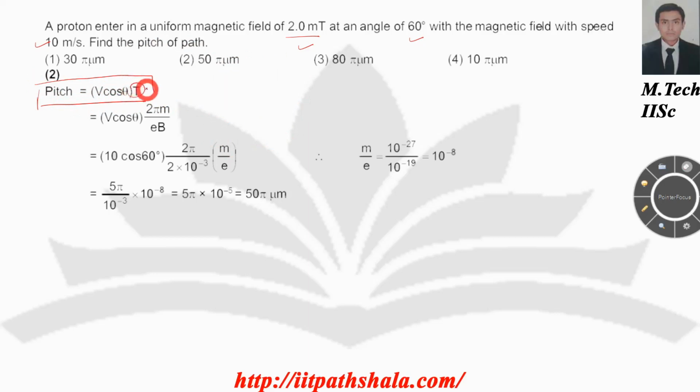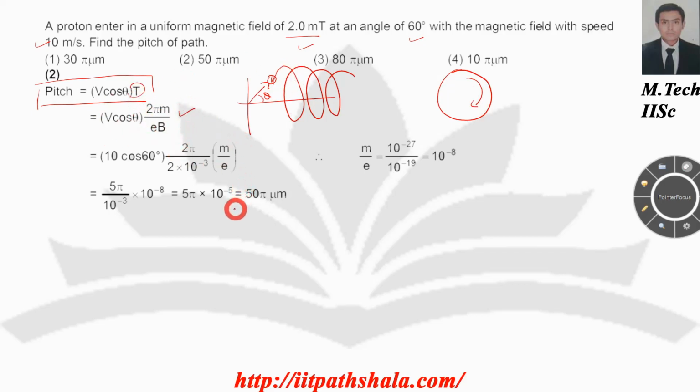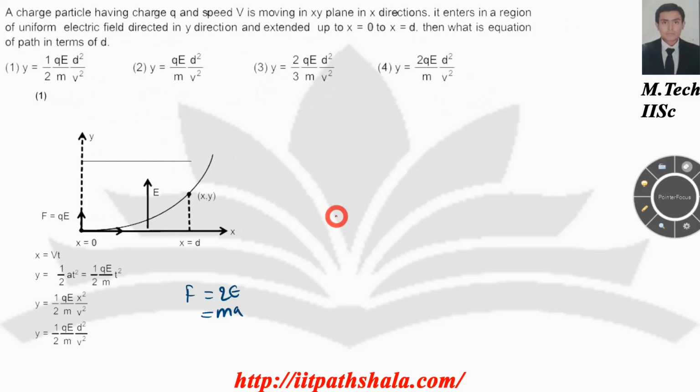Just replace this t by 2 pi m by eB, the time you take to complete the whole circle. If you recall from your lecture, the motion of the particle will be something like this, helical. So you'll be taking some time to cover this whole circle, which is time t. Just replace all of the data in the expression, and you'll have the value of your desired pitch. Moving to the next question.